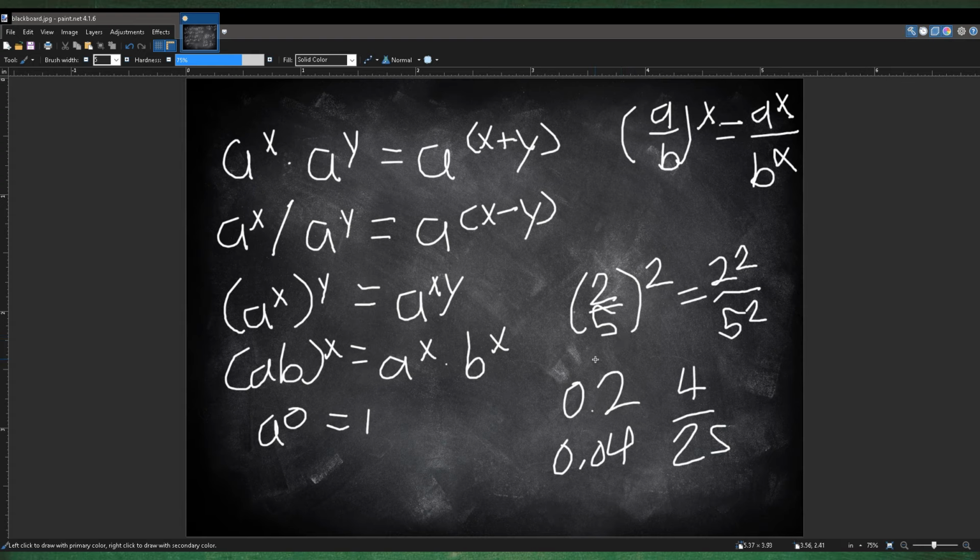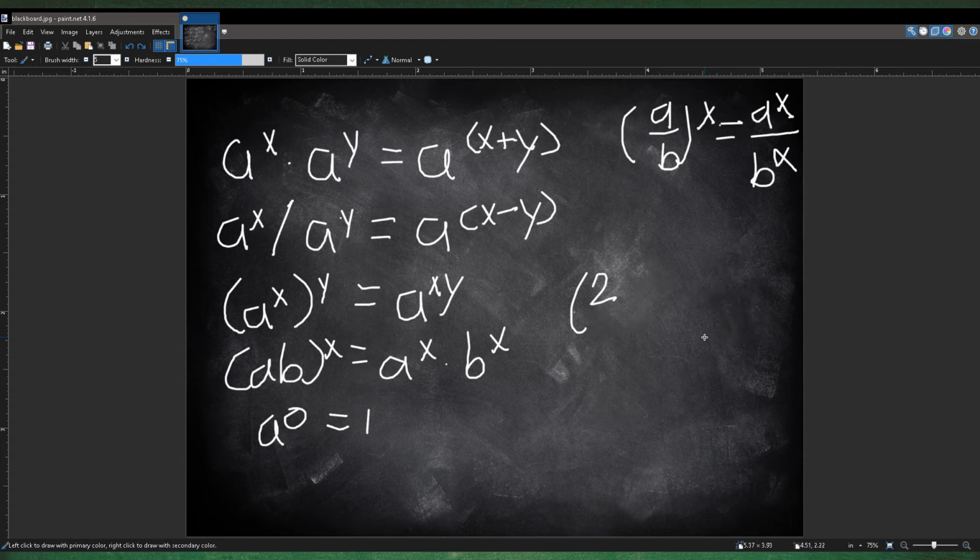Wait, is it? No, that's 0.4, sorry. 0.4 squared is 0.16, which is the same thing as this, which is also 0.16. So it makes sense. So this rule is true also. All these properties are true. I'm just showing you why, and I'm showing you an example.